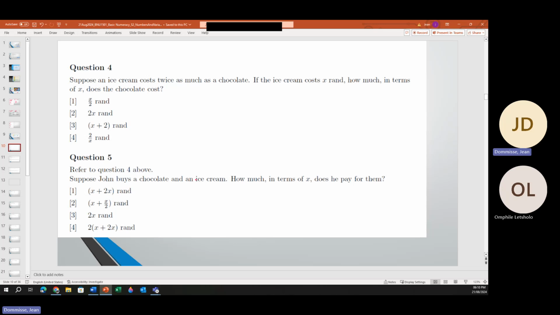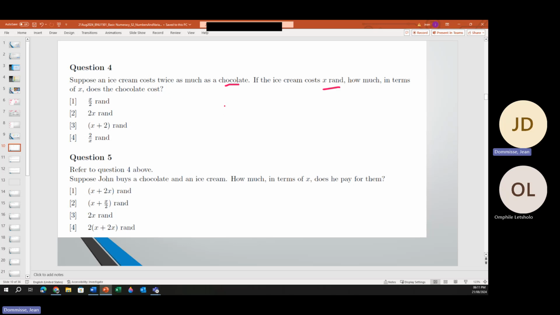So included in tonight's session is also some questions that were in last year's assignments, or even last semester, so that you can get a feel of the questions in the assignments. Let's look at this and see how we can solve it. Suppose an ice cream costs twice as much as a chocolate. If an ice cream costs X rand, how much, in terms of X, does the chocolate cost?